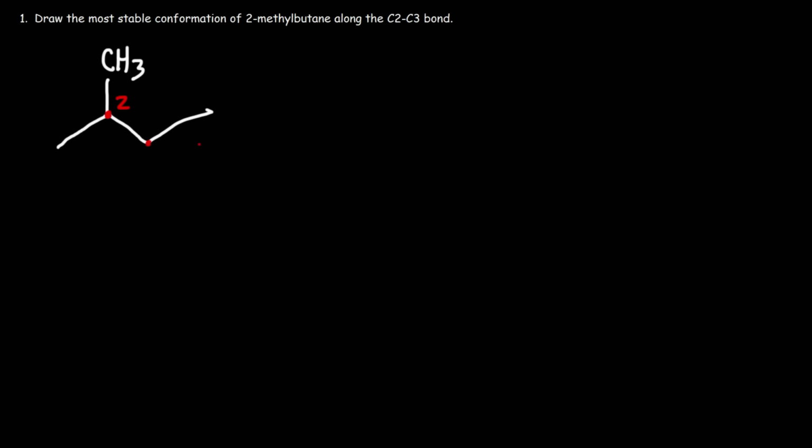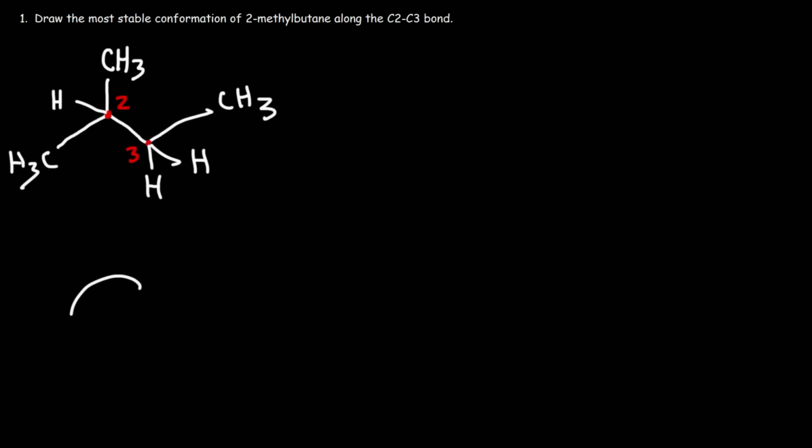Now let's draw everything else that's attached to those two carbons. On carbon 2 we have another methyl group and a hydrogen. Keep in mind carbon can only form 4 bonds. Carbon 3 has a methyl group attached to it, but it has 2 hydrogens.